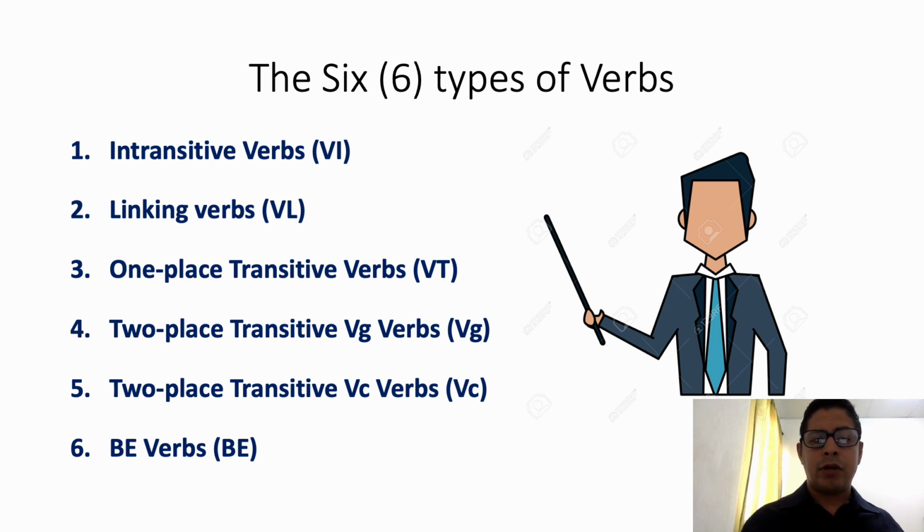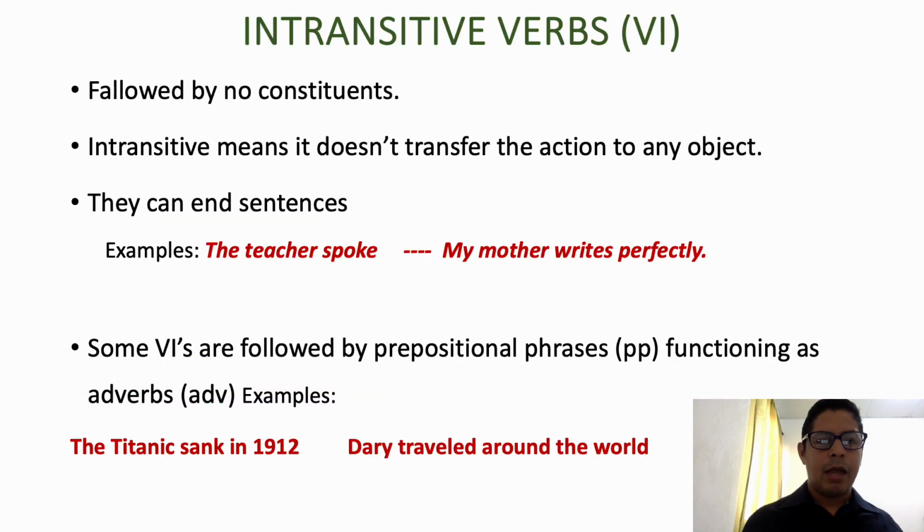And it's really interesting because you guys will see why these G and C for types 4 and 5 are in lowercase. Firstly, if we pay attention here, the intransitive verb, as I said before, is represented by the letters VI. There are some characteristics that they have.